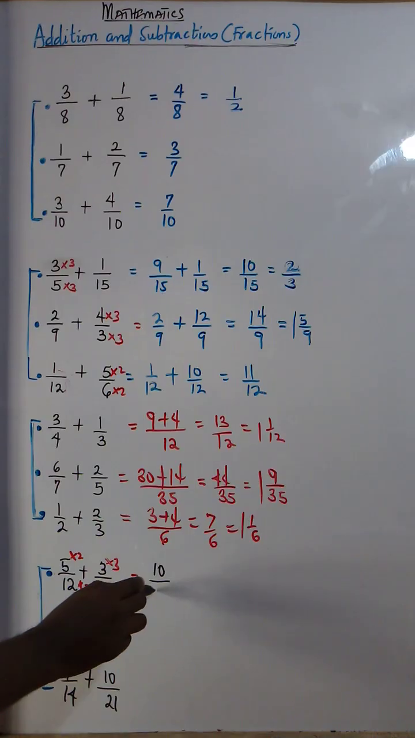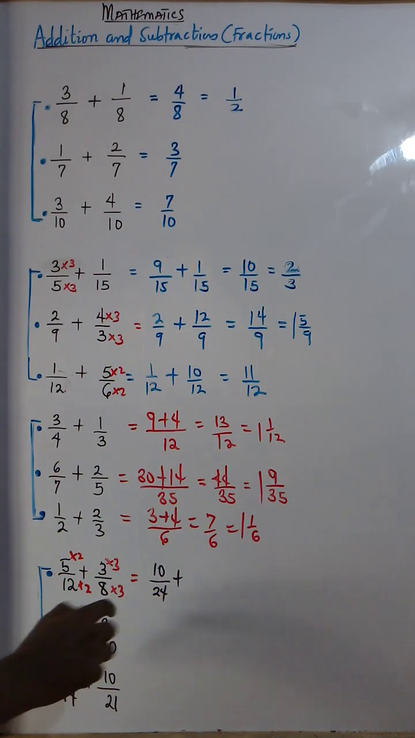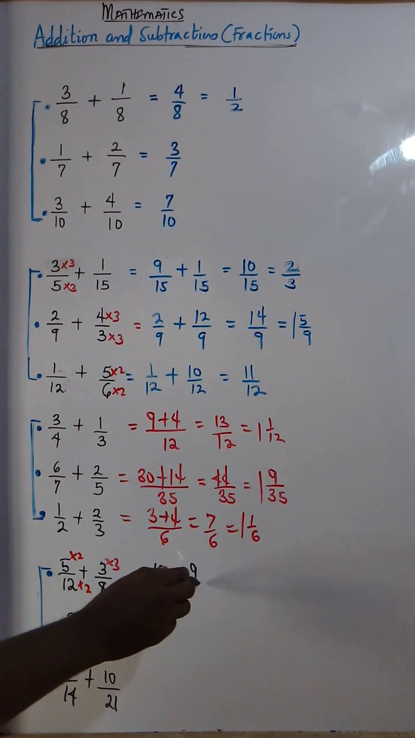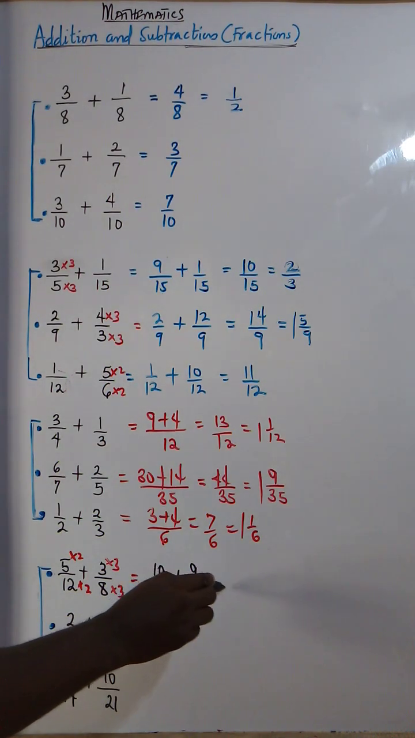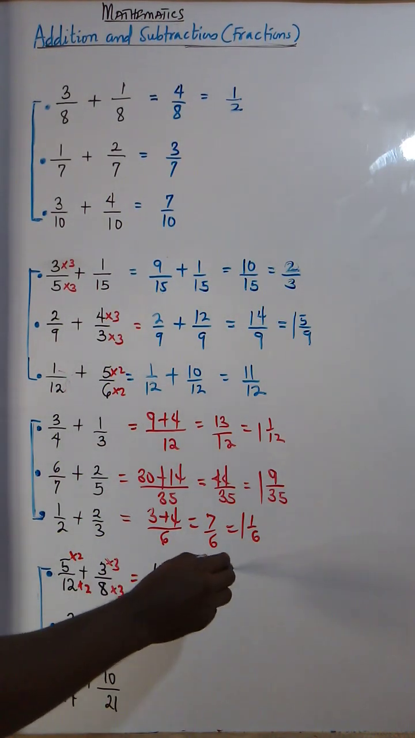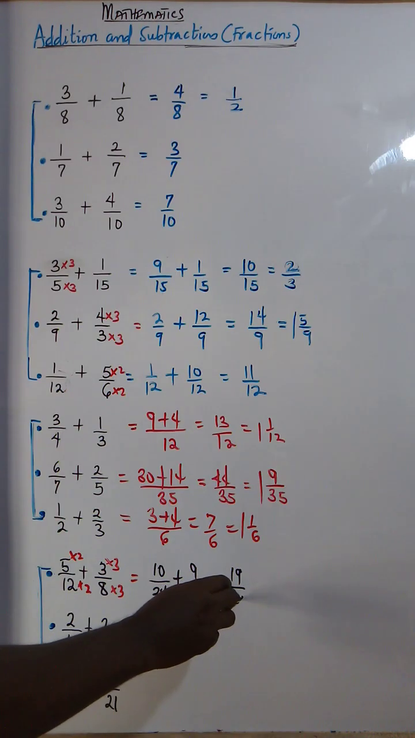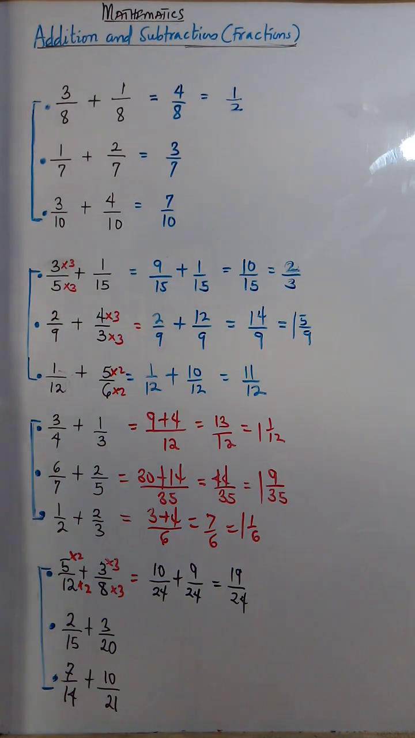12 times 2 is 24. 3 times 3 is 9. 8 times 3 is 24. Since they now have the same denominator, we just add 10 plus 9, that's 19 over 24. Or better still, it can be faster this way.